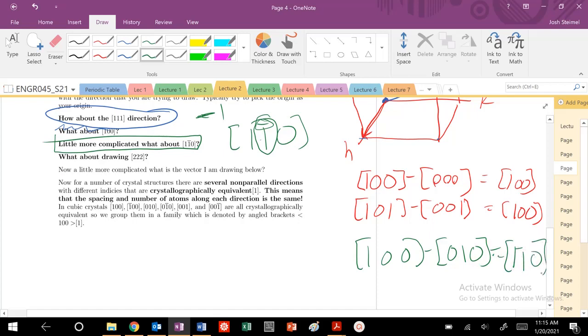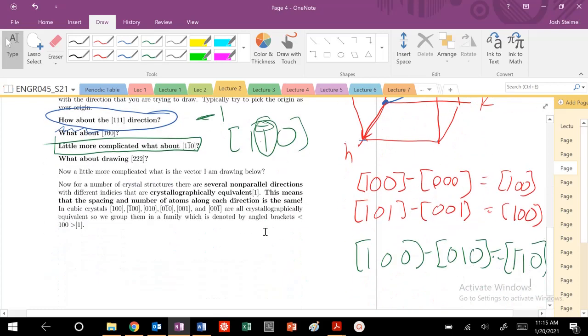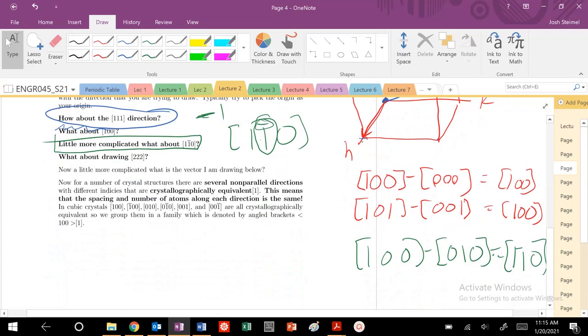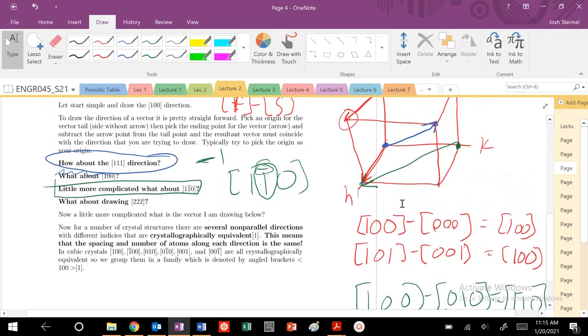So I was on the right track. I just confused myself for a second. So let's figure out, again, we do our arrow, our finish minus our start. So our finish is right here, so our arrow is like this. And then our start is going to be at 0, 1, 0. So from here to here, this would be our one hat, zero direction. That's it.